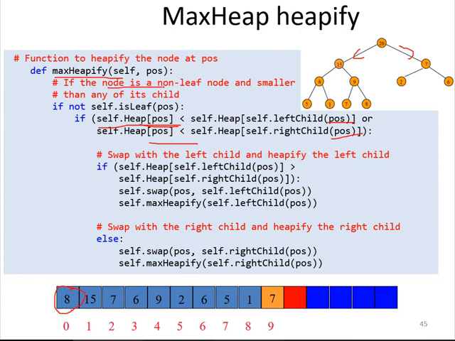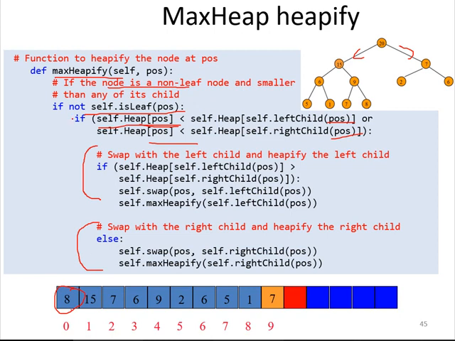As for the logic, if the node is non-leaf and smaller than one of its children, then it has to move, right? If it is greater than both of its children, then nothing to do, and it stops. So it searches until the leaf is found. You can see that these two modules actually perform this case.